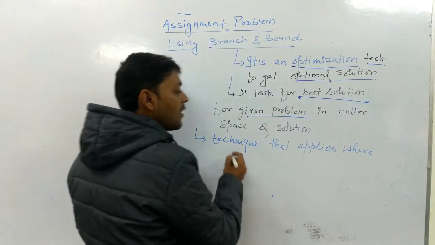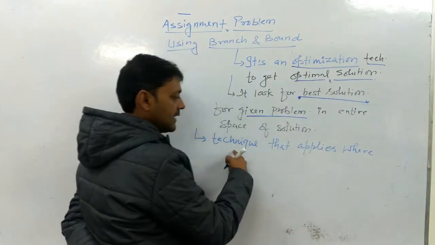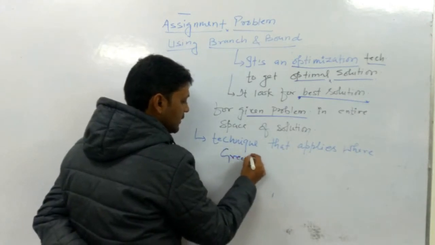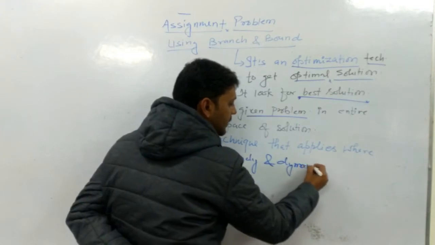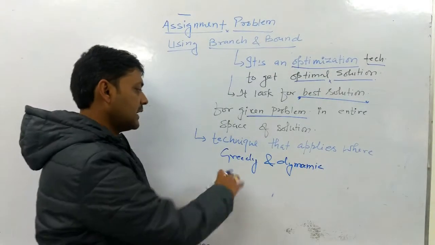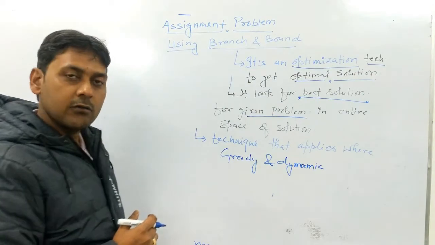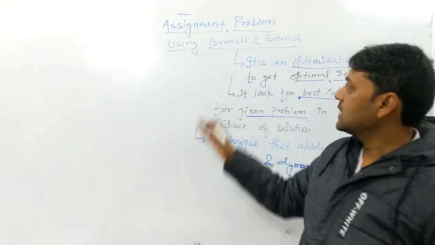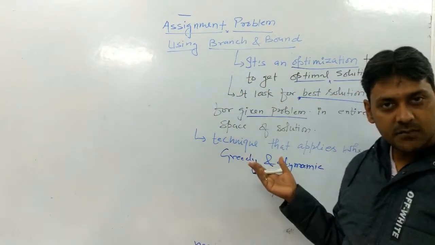And where do we have to apply this technique? This technique is applied where the greedy and dynamic approaches fail. Where the greedy approach and dynamic approach fail, then we will go for the branch and bound method. So here we will discuss using this approach of the branch and bound method.